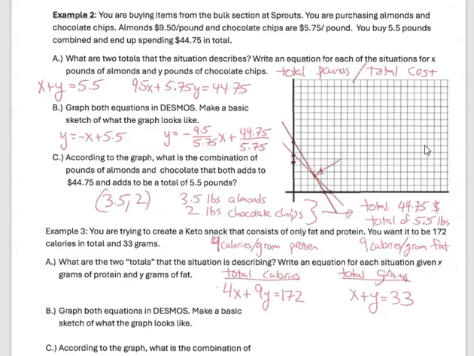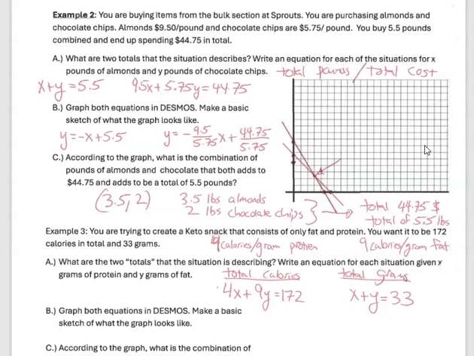We put in those equations. I know I put it in slope-intercept form, but you didn't have to. You could have just left it as is. When you graph them, the graph looks kind of like the one I have on the side here, and you found your intersection to be at 3.5, 2. The meaning there is 3.5 pounds of almonds and 2 pounds of chocolate chips.